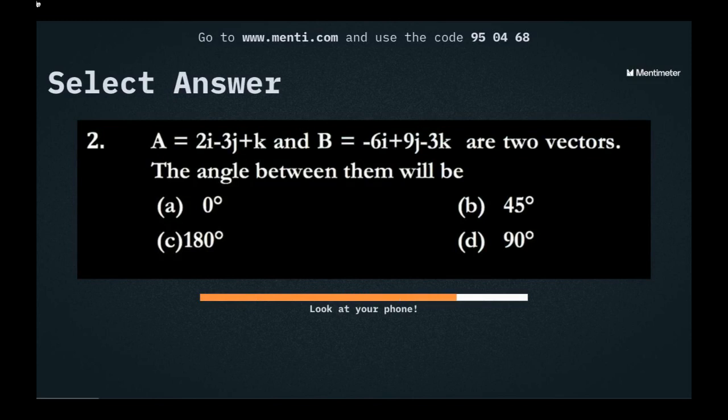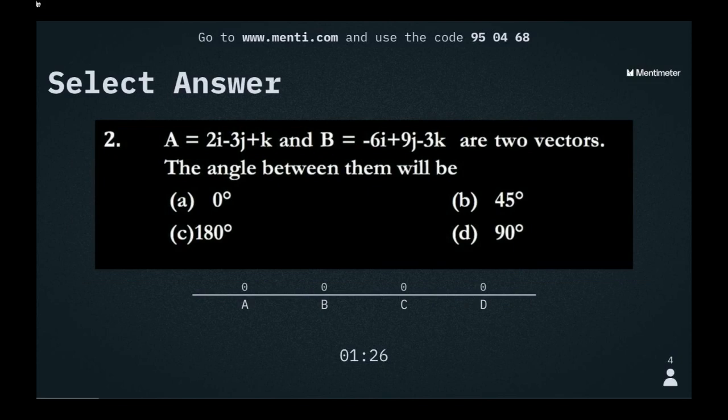A is equal to this and B is equal to this are two vectors. Then the angle between them will be. Good. In order to calculate the angle, you can take help of a dot product. There are some special cases also where by just simple operations, you can detect only if the two vectors are parallel or perpendicular. If not, then you have the comprehensive formula of dot product to be applied. So 35 people have answered it. Good. And 20 seconds are remaining.